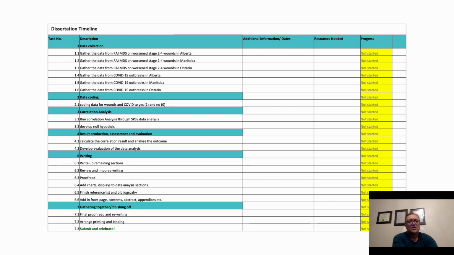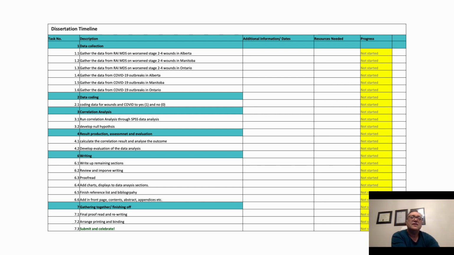Then the correlation study will be run, and there will be a null hypothesis that there is no relationship between COVID outbreak and increase or even relationship between COVID-19 outbreak and the worsened stage 2 to 4 wounds. Either we are going to reject the null hypothesis or cannot reject the null hypothesis by doing the p-values, running the t-test, and see if the data is going to work.